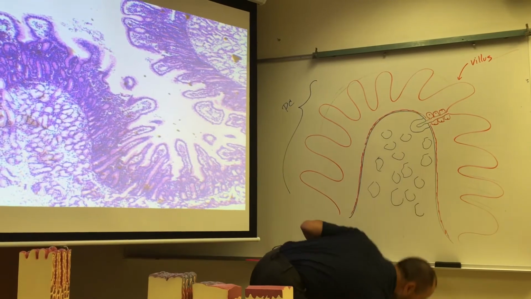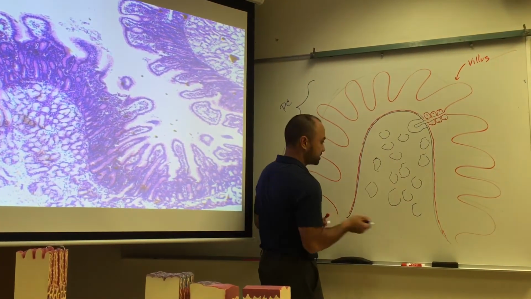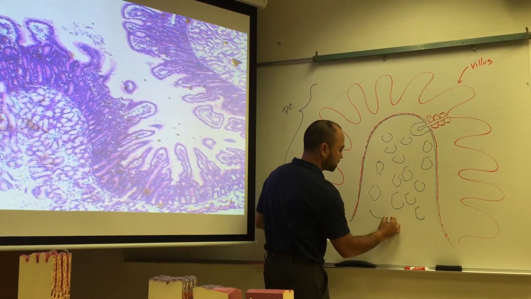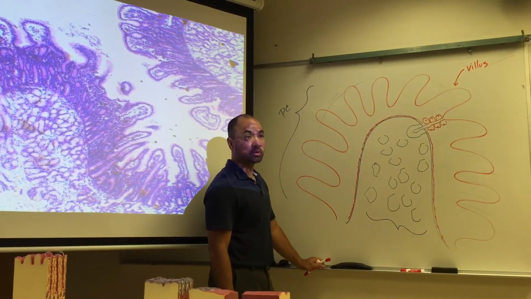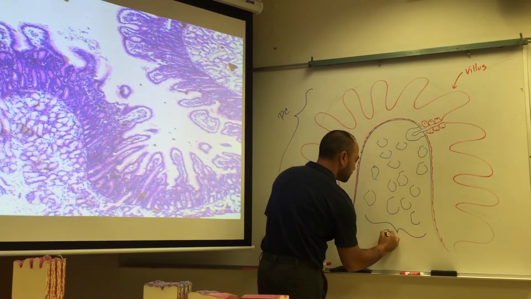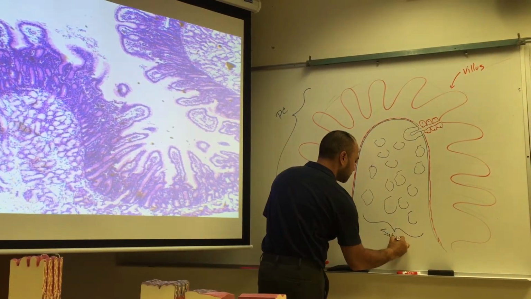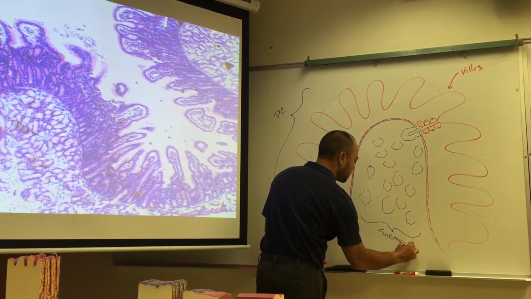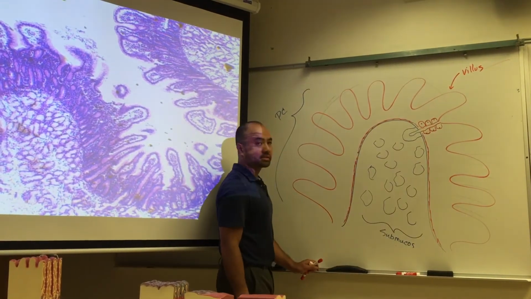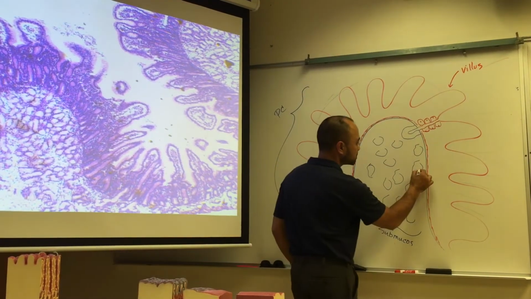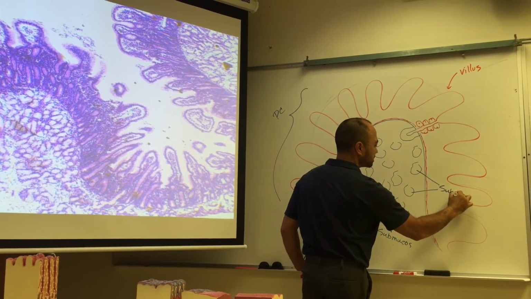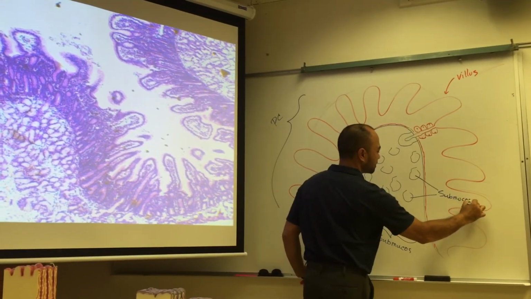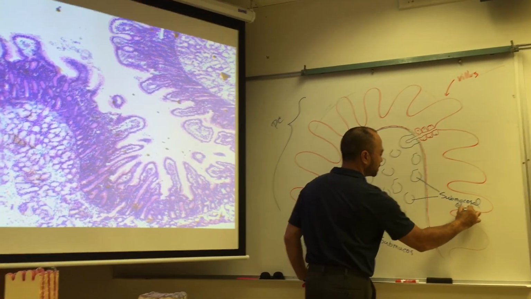What tunic would this be? Right here. It's the submucosa, yeah. These glands, guess what? They're called submucosal glands. Really creative there.